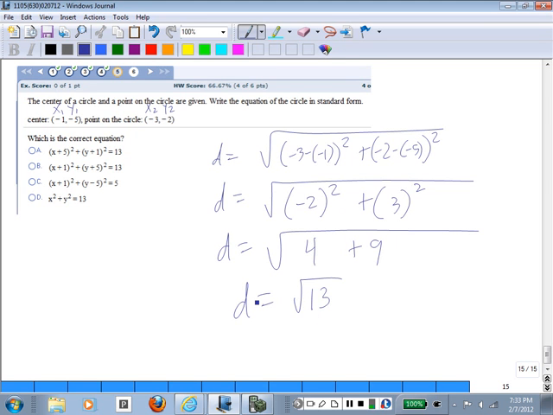And I used D there for the distance formula. Of course, what I'm going for is R, the distance between the center and the point on the circle, the radius length. So R is the square root of 13. And you've got negative 1, negative 5 as the center. So x plus 1 quantity squared plus y plus 5 quantity squared equals the square root of 13 quantity squared.